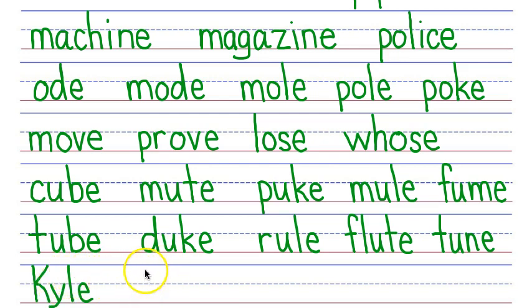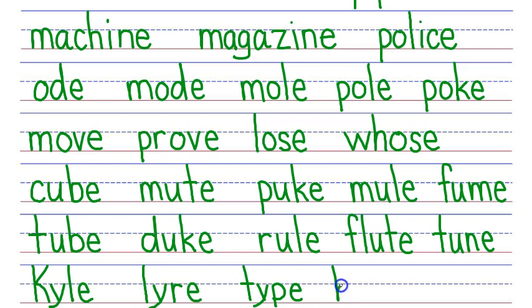Next word, lyre, which is a kind of stringed instrument. Begins with an L that says L, a Y that needs to make a long I sound, an R that says R, and a silent final E that's telling us that the Y makes a long sound. Lyre. Next word, type. We have a T that says T, a Y that needs to make a long I sound, a P that says P, and a silent final E that's telling us the Y makes a long sound. T-I-P, type. Next word, hype.